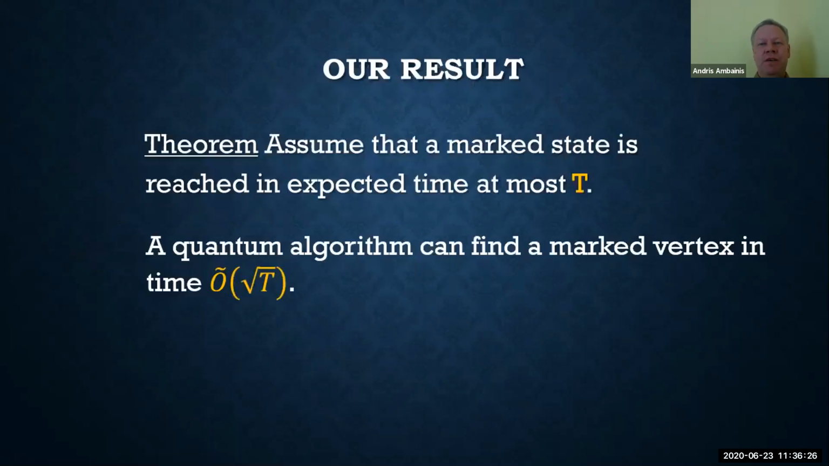And in this paper, we solve it. We construct a quantum algorithm for finding a marked element in time that is of order almost square root of T, where T is the classical time to reach a marked element. So almost square root of T means square root of T times polylog T.